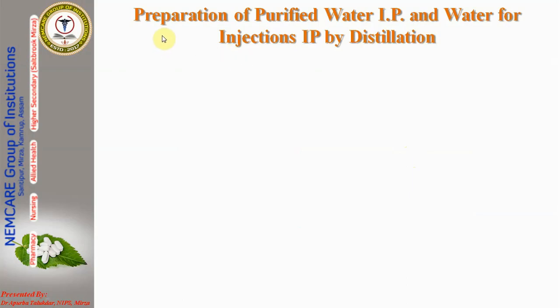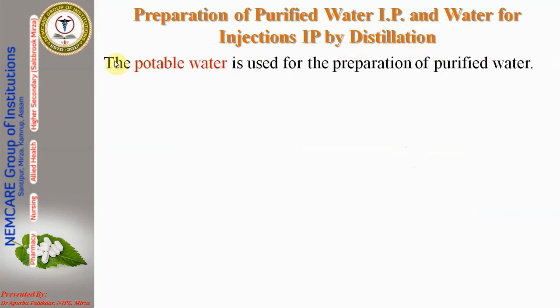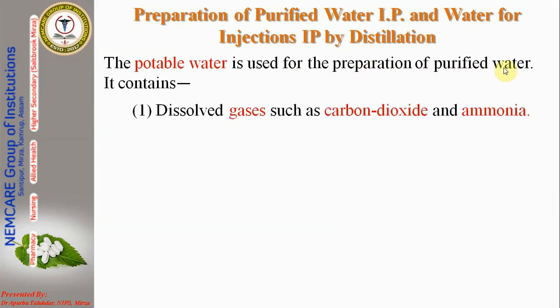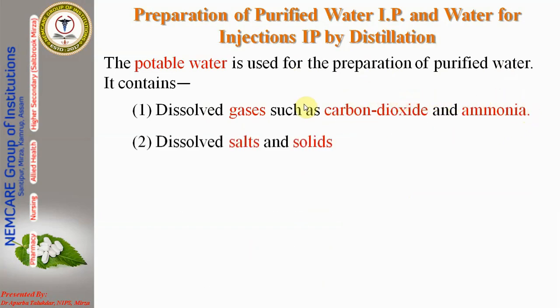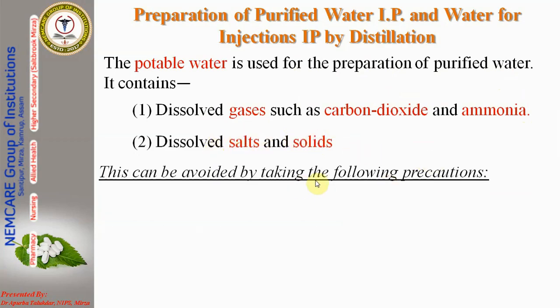Next, coming to the preparation of purified water IP and water for injection IP by the distillation process. Mainly for purified water or water for injection, potable water is used. But this potable water contains dissolved gas such as carbon dioxide or ammonia, and it also contains dissolved salt and solids. This can be avoided by doing some process.